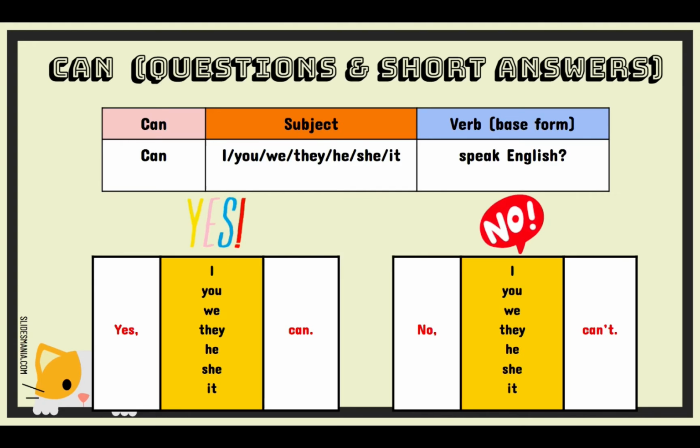The next one, if you want to answer using can, it should be like this. If you want to answer yes, it can be yes, I can, or yes, we can, or yes, she can. However, for the no answer, it should be no, I can't, no, we can't, no, it can't. That is how you can use questions and short answers using can.